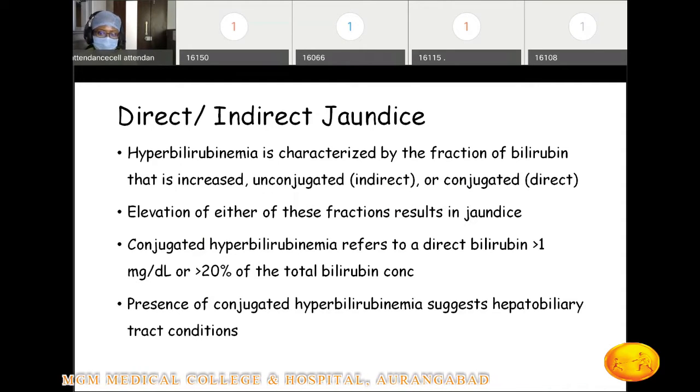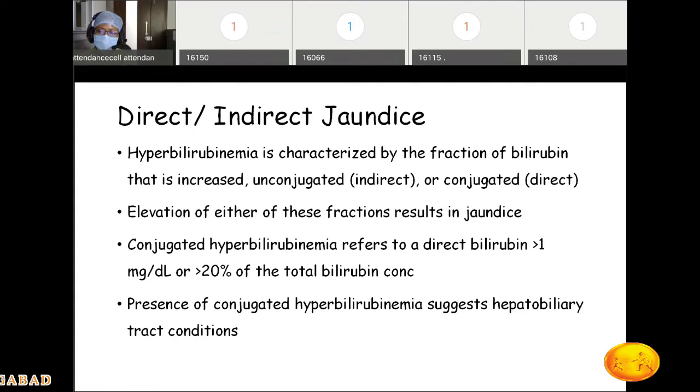Conjugated hyperbilirubinemia refers to a direct bilirubin of more than 1 milligram per dL or more than 20% of the total bilirubin level. These are the latest definitions that we use: even if the direct bilirubin is more than 1 milligram per dL, you would say it is conjugated hyperbilirubinemia. So it need not be more than 20% all the time. Presence of conjugated hyperbilirubinemia suggests some hepatobiliary tract conditions. We'll look into that later as the presentation progresses.